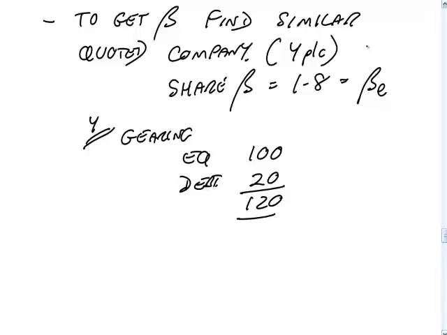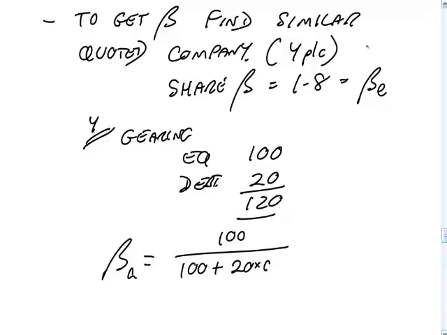So, let's ungear it to find the risk of ships. It's beta asset we want. I won't write the whole formula down, but market value equity is 100 over equity plus debt times the tax rate here, note, is 25%. So 1 minus T is 0.75, true? Times the equity beta, 1.8.